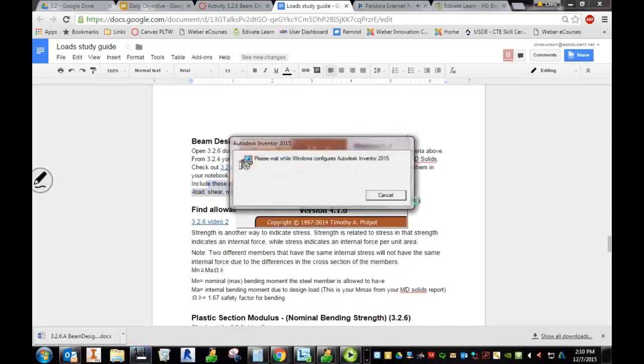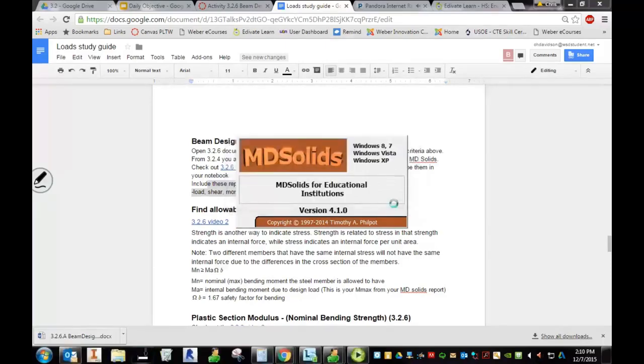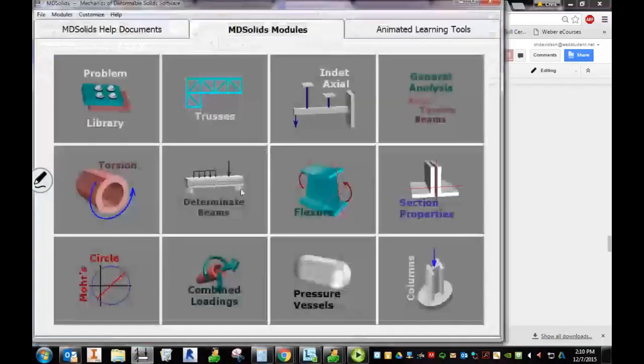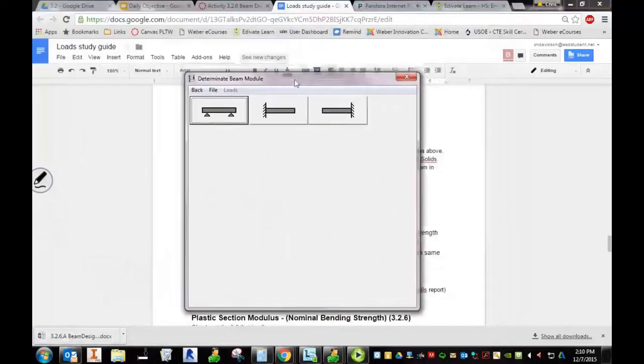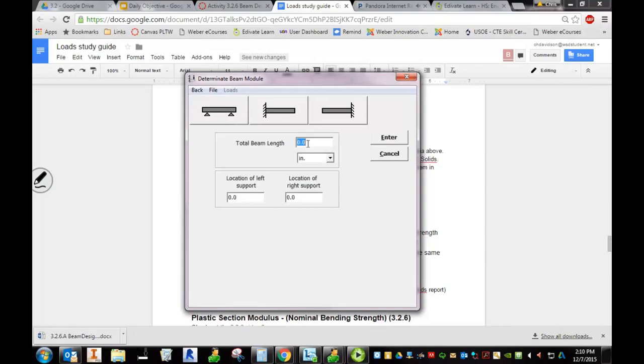Let's open up MD Solids. If this window comes up, hit cancel. And we're going to do an interior beam for this scenario on 326. We want to select this beam, and it is 18 feet long. The location of the left support is at 0. The location of the right support is at 18.